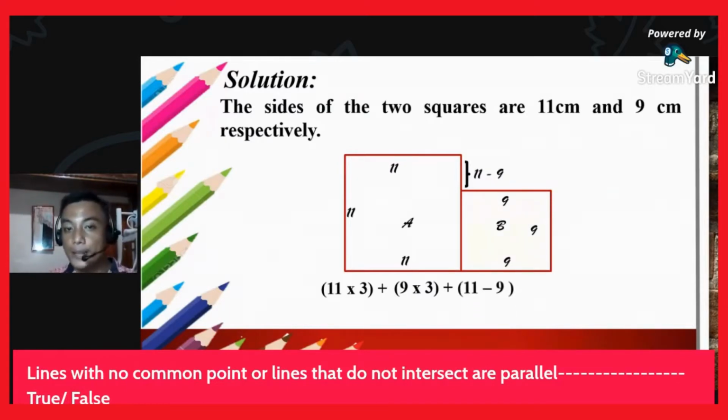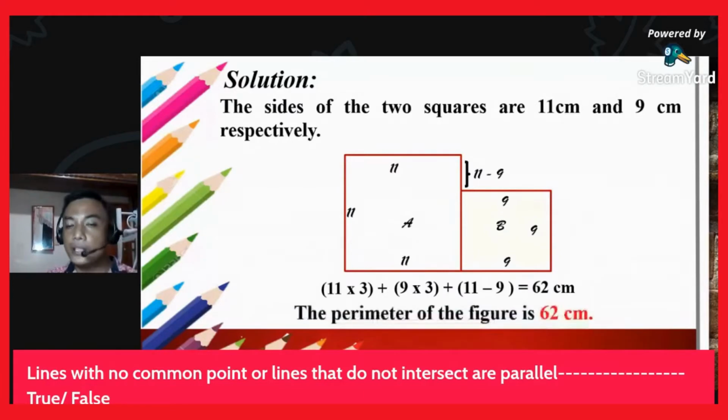So we are now ready to compute for the perimeter of the given two squares. That is 11 times 3 plus 9 times 3 plus 11 minus 9 will give us 62 centimeters. Therefore, we could now say that the perimeter of the figure is 62 centimeters. Did we arrive with the same answer?